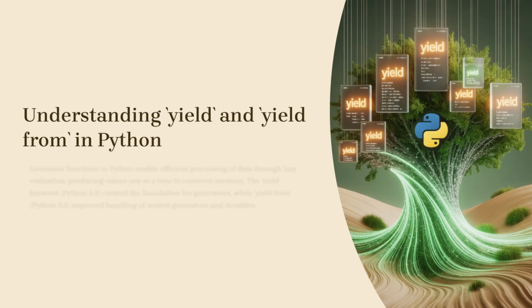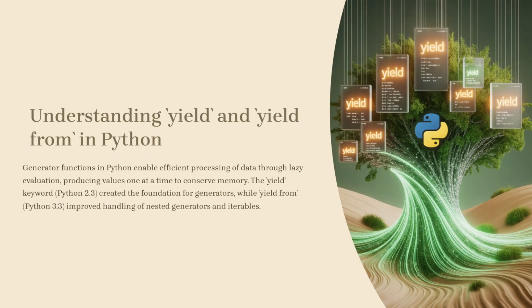In this video we are going to understand yield and yield from in Python. So yield and yield from in Python are generator functions in Python that enable efficient processing of data through lazy evaluation, producing values one at a time to conserve memory.